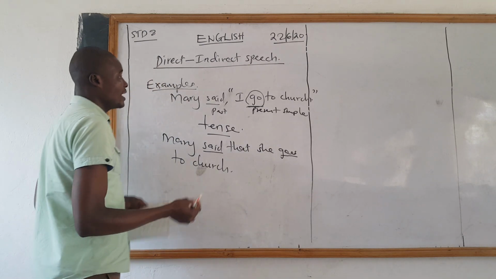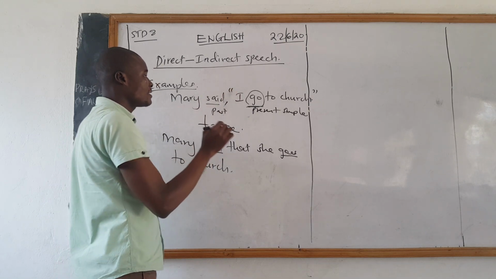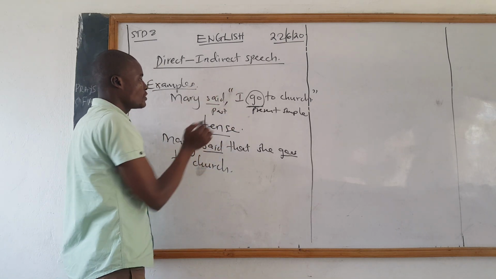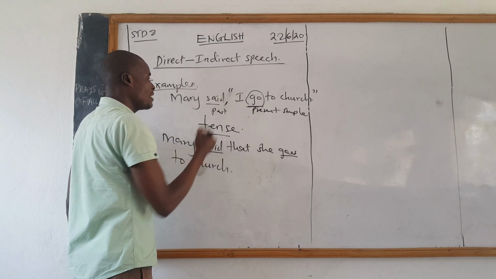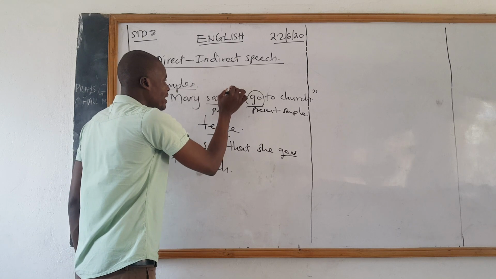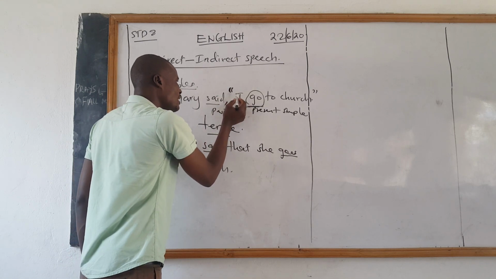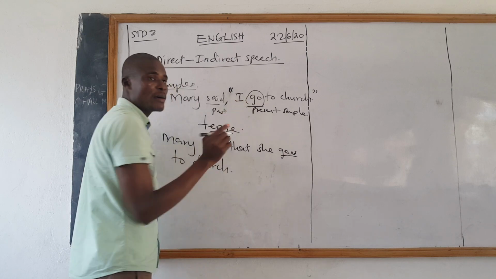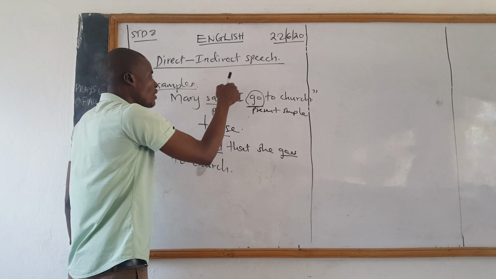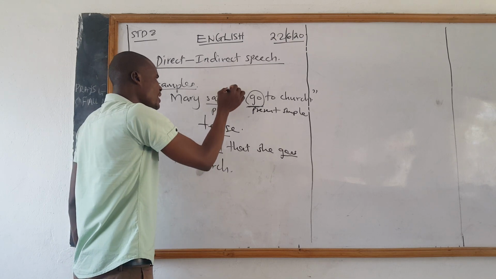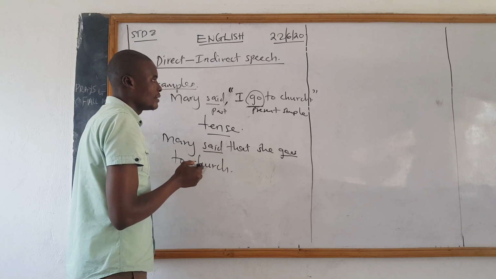Another thing that we are realizing is that when writing your sentences in direct speech, after said, or maybe exclaimed or even answered, we normally have an opening speech mark. And after the opening speech mark, immediately we have a capital letter. This is where most of you go wrong. There must be a capital letter there. So let us mark that.